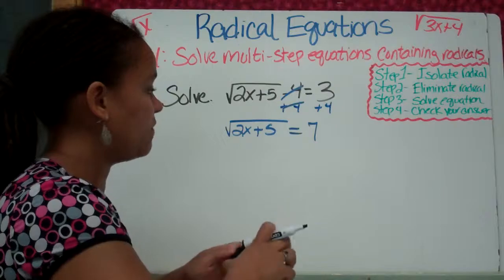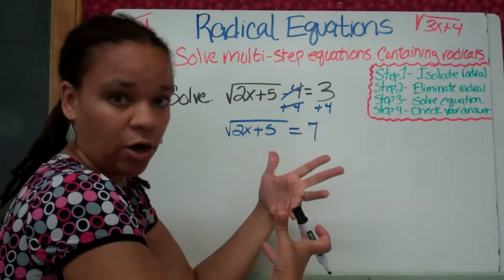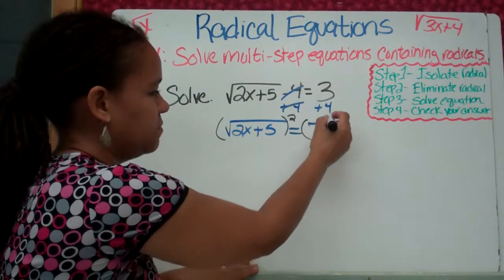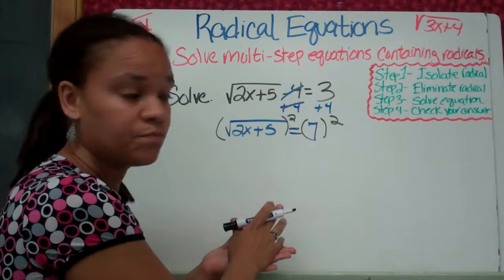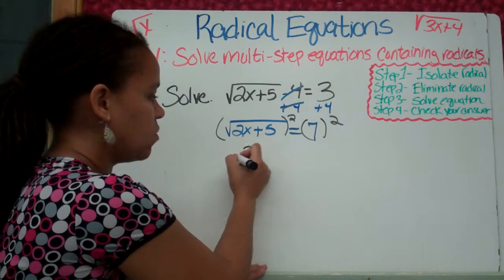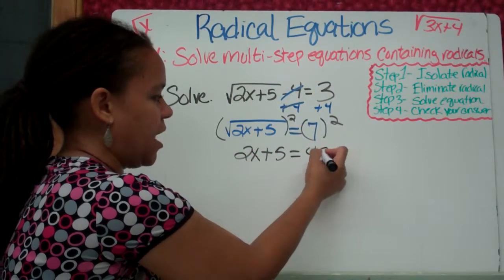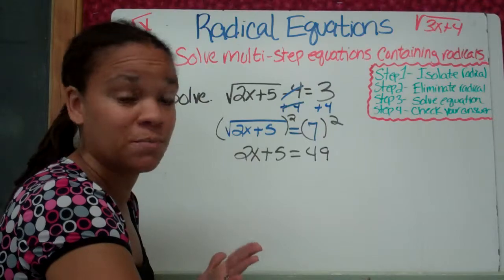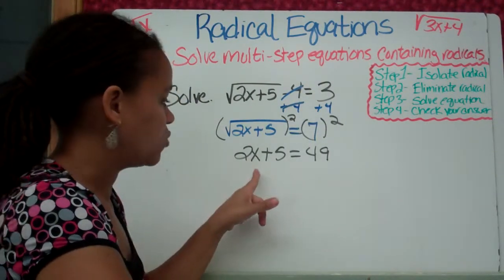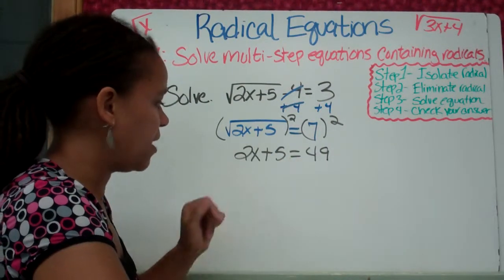The way we get rid of it is, the opposite of the square root is the square. So if we square both sides, that's going to get rid of our radical. The whole radical sign is now gone. So we'll be left with 2x plus 5 is equal to 49. Once you get here, you should be able to solve this quickly just as a multi-step equation. Trying to get x by itself, we're going to subtract 5 from both sides, then divide by 2.